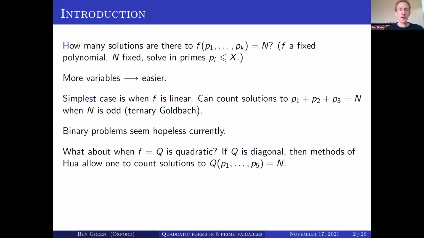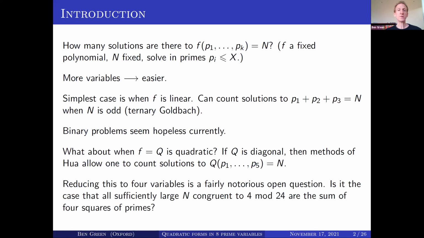So the next degree up from linear is quadratic, of course. What about when f is a quadratic form Q? Well, if that quadratic form is diagonal, then methods of Weil, which are very closely related to those methods of Vinogradov and Hardy and Littlewood that I just mentioned, will allow you to count solutions to a form in 5 variables. So for example, if you want to know the number of ways of writing n as a sum of 5 squares of primes, that is something that you can do asymptotically, at least if n satisfies certain local conditions. Now, reducing this to 4 variables is a pretty notorious open question.